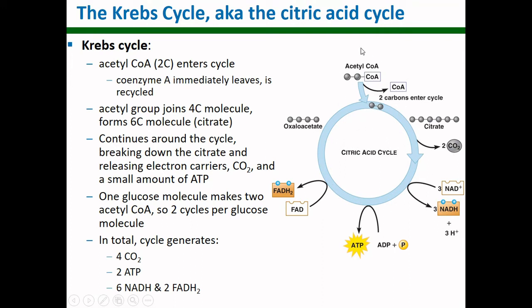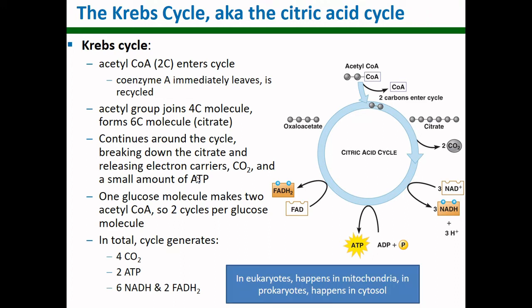essentially this acetyl-CoA gets turned into citrate, which is why this is also called the citric acid cycle. We get a little bit of ATP, but we get 6 NADHs and 2 FADH2 molecules. Now these are both our electron carriers. In eukaryotes, this happens in the mitochondria, but prokaryotes don't have mitochondria, so this happens in the cytosol.